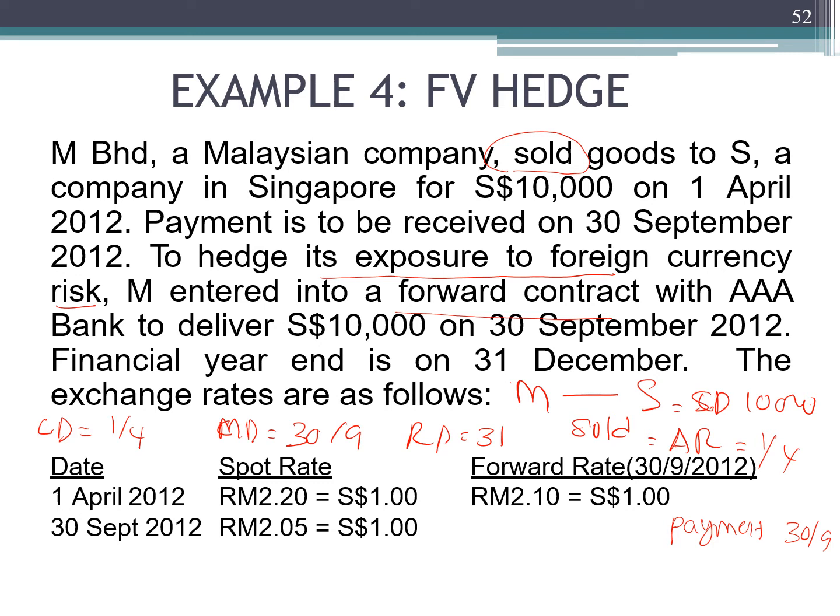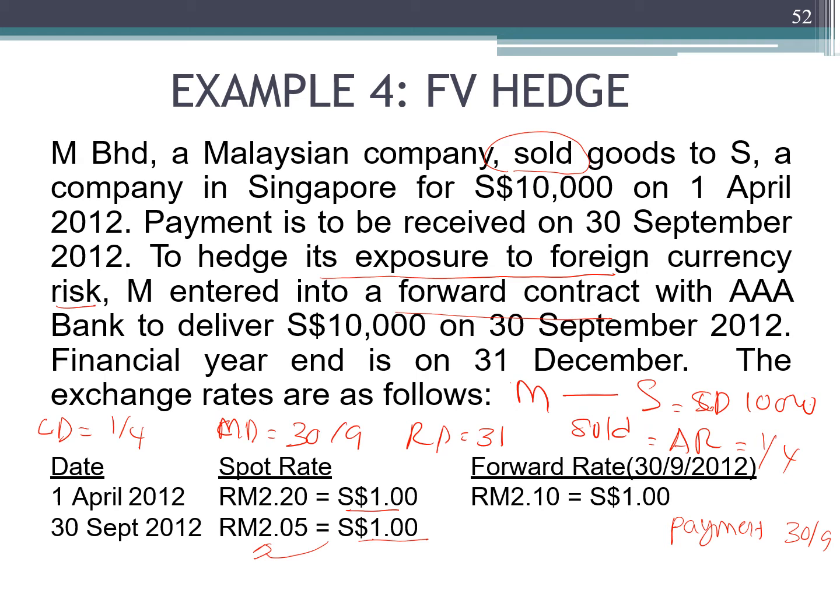The spot rate is the rate on that date. The rate on 1st of April is 1 Singapore dollar equals 2 ringgit and 20 cents. On 30th of September, 1 Singapore dollar equals 2 ringgit and 5 cents. And then you enter the forward contract, in which you're going to receive 2 ringgit and 10 cents for 1 Singapore dollar.